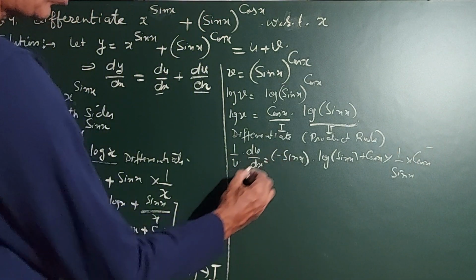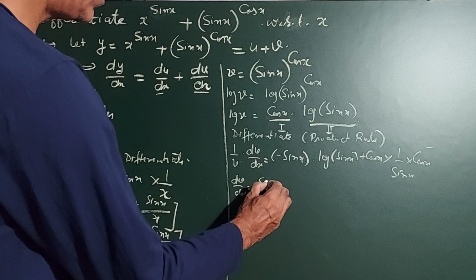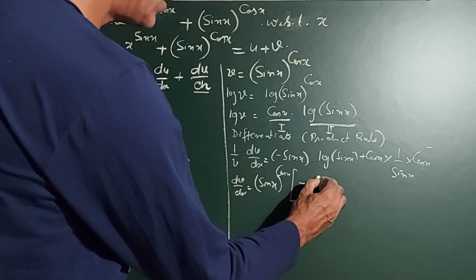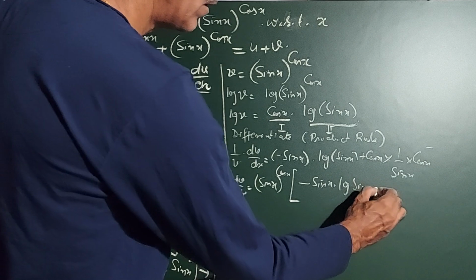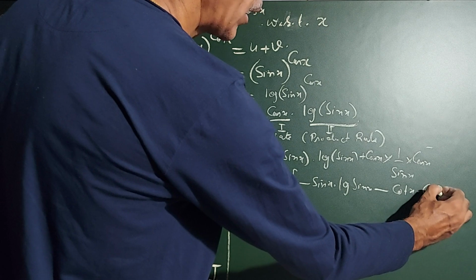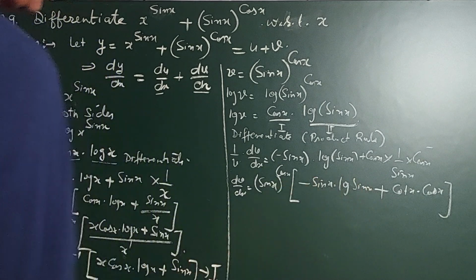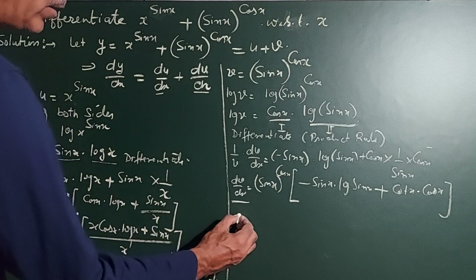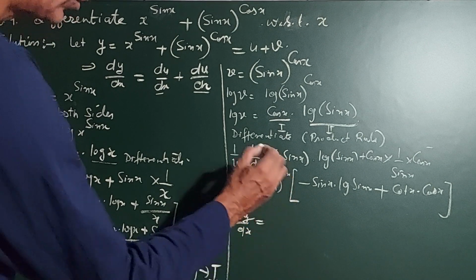So we will transfer v to the right hand side, so dv upon dx is v, which is sin x to the power cos x, bracket, again minus sin x into log of sin x plus cos x upon sin x, which is cot x, into cos x. Here it is plus. Therefore this is dv upon dx.